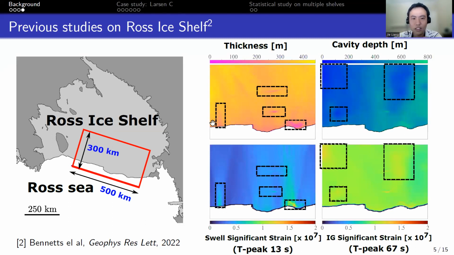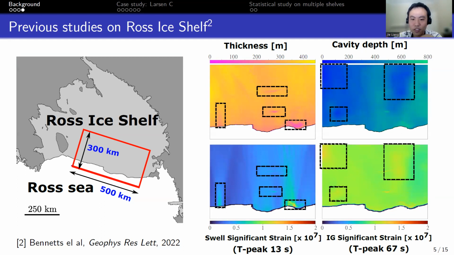The top two panels are the geometry maps: the thickness distribution and the cavity depth distribution. For the thickness map, you can see there are some crevasses or rifts around the Ross Ice Shelf, particularly in the highlighted circled areas. The bottom two panels are the results from different ocean waves. The bottom left is the swell, with a peak period of 30 seconds.